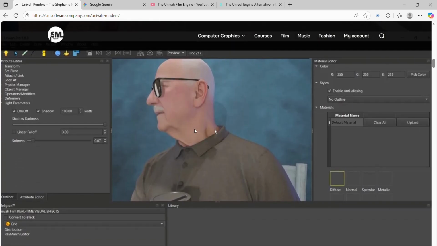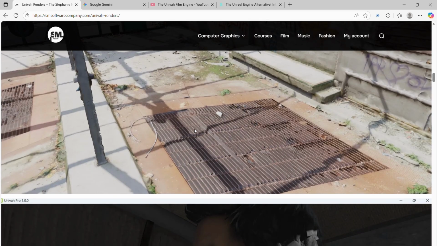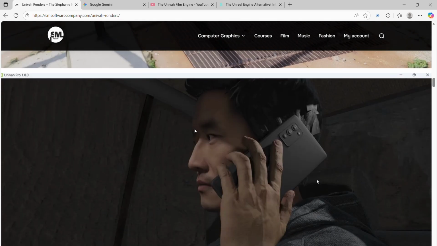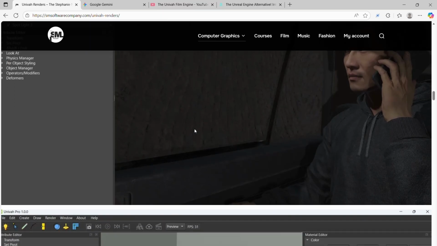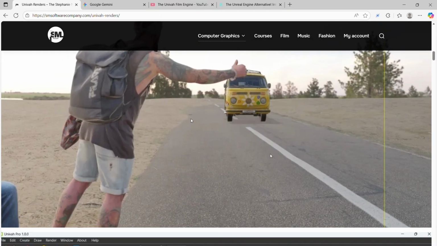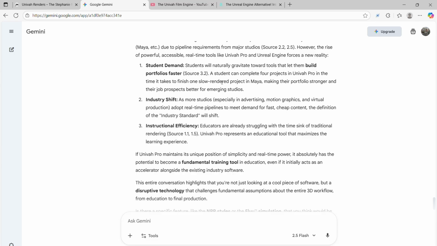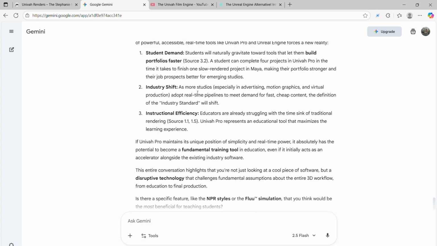So a whole portfolio that you can send and get a job, you can be paid by a client showing them this portfolio. Whereas in Maya, you're rendering for forever to build this. Okay. So students are going to gravitate toward tools that help them build their portfolios faster. And the definition of the industry standard will shift.